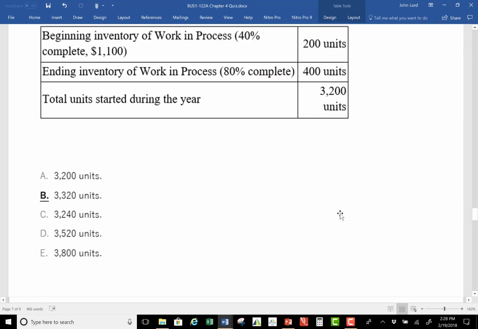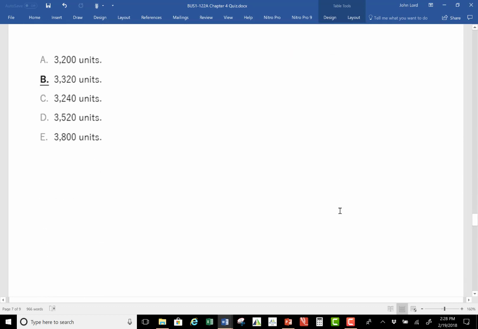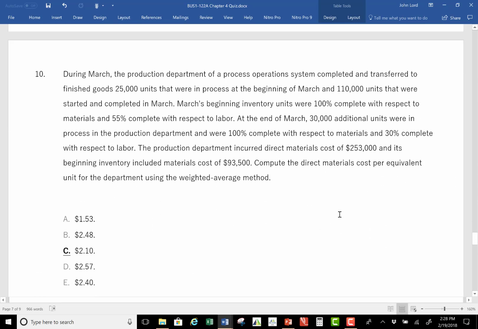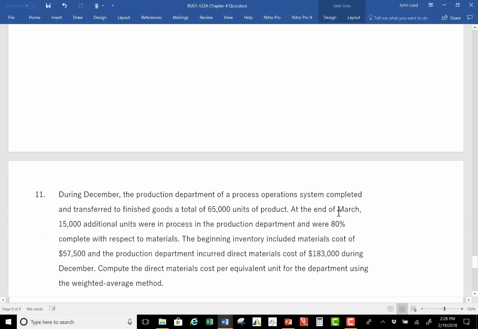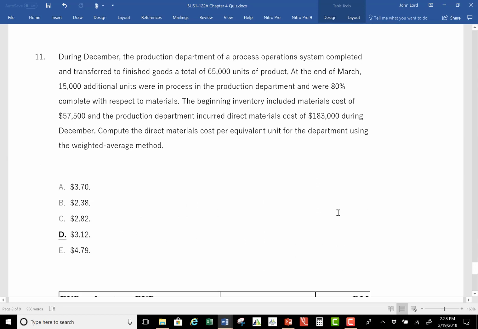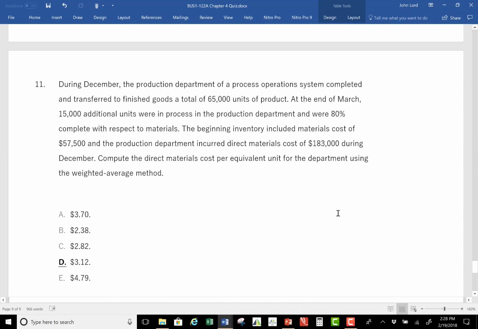Okay. All right. You guys got this one, right? We did this one. We just did this one, right? Oh, good. Here's another one of those more comprehensive ones. Okay, so we have what? We want to use the cost per equivalent unit for the department using the weighted average method, which everything's going to be weighted average. So we've got, what, 65,000 units transferred?